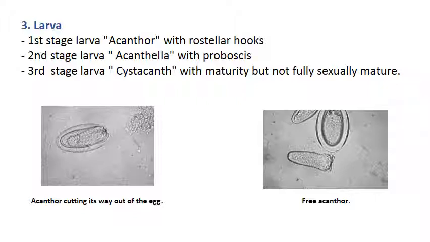Morphology of larva. There are three stages of larva: first, second, and third stage. The first stage larva is called acanthor, with rostellar hooks. The second stage larva is the acanthella, with proboscis. And the third stage larva, which is the infective stage, is called cystacanth, with maturity but not fully sexually mature.